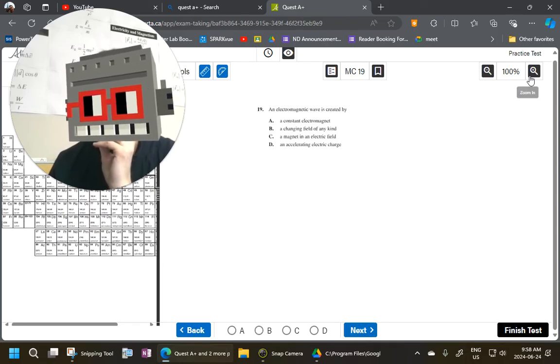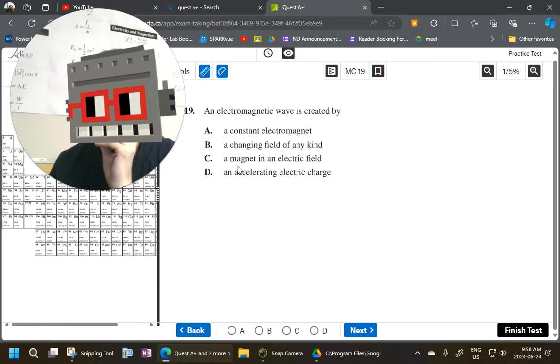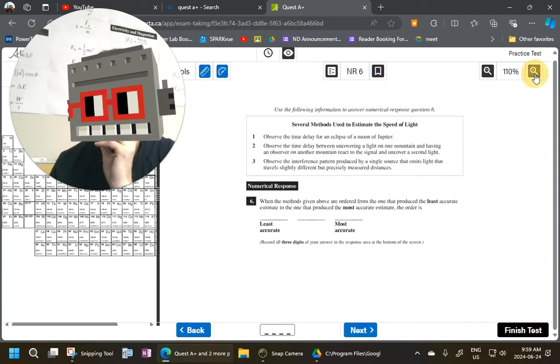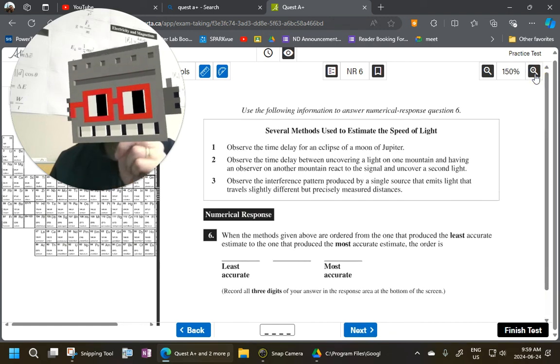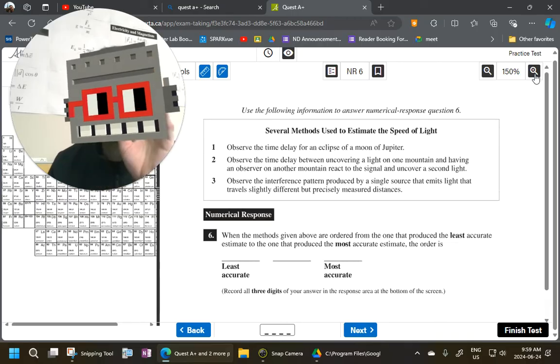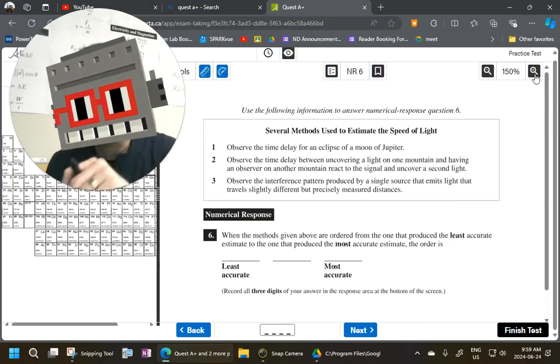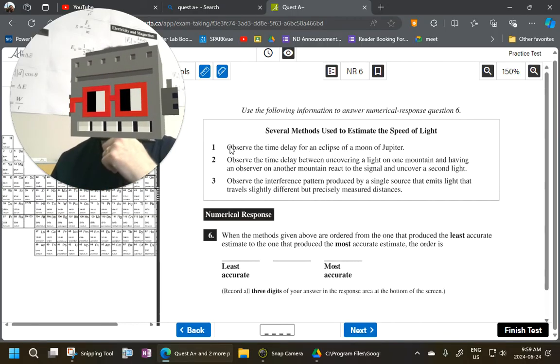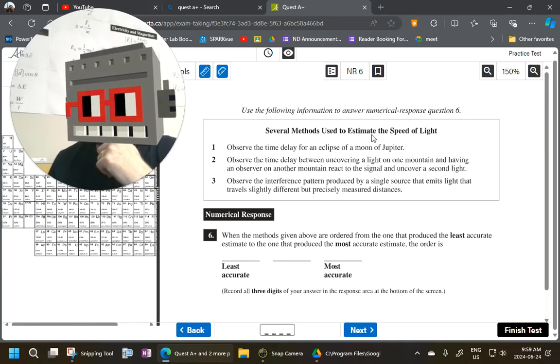Electromagnetic waves are produced by, oh, I just said it, didn't I? An accelerating charge. There we go. Accelerate charge. The previous one I said was moving charge. Maxwell's prediction says you have to accelerate the charge to produce EMR. My bad.